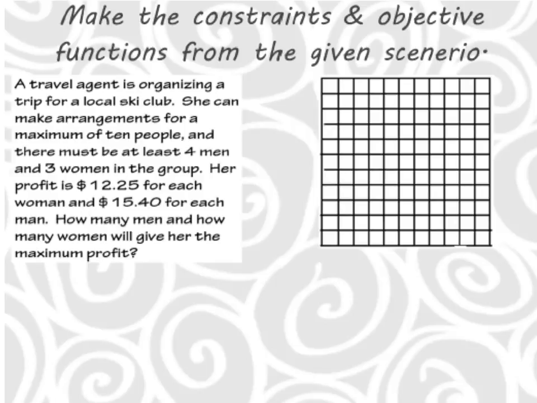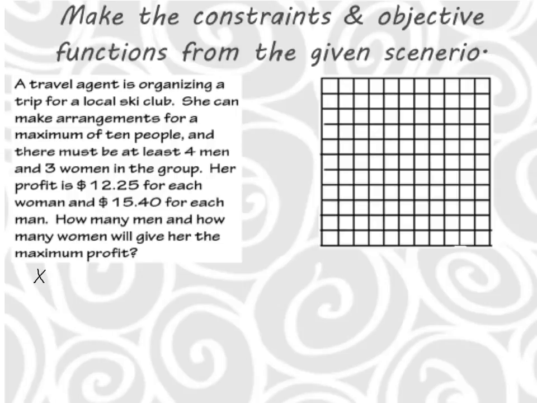Okay, this is a pretty simple little one, not a lot going on here. That's kind of a good one for us to start with. Let's start with that objective function. I always think that that's kind of the easiest thing to pull out because it's the one that deals with money. Now, she makes $12.25 for each woman and $15.40 for each man.